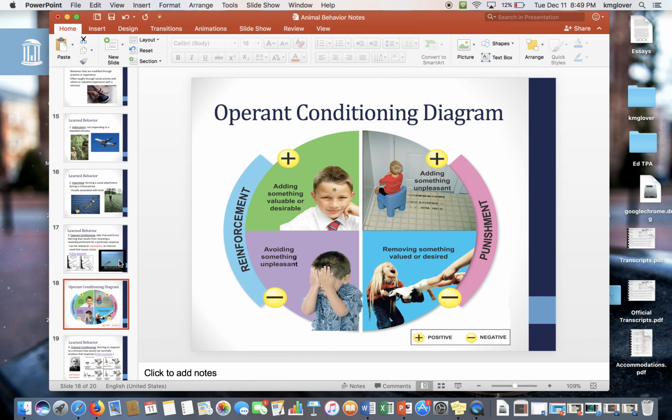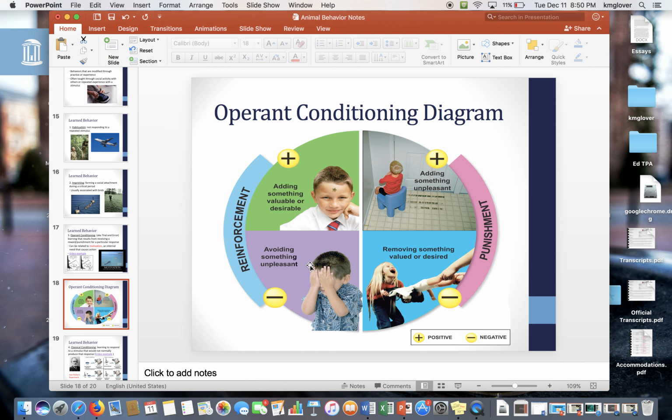So with trial and error and operant conditioning, you have reinforcements and punishments. The little plus sign stands for a positive reinforcement. The little negative symbol stands for a negative reinforcement. A positive reinforcement will be adding something valuable or desirable. So this little boy has a cute little gold star on his forehead. He gets all of his math questions right, he gets a gold star. He does it again, gets a gold star. That's adding something desirable.